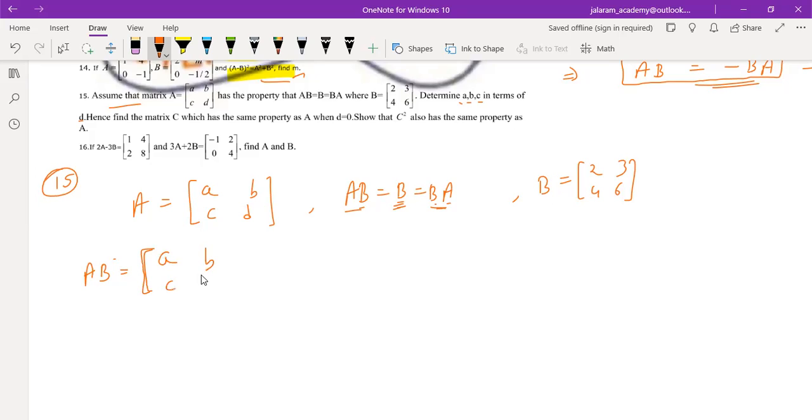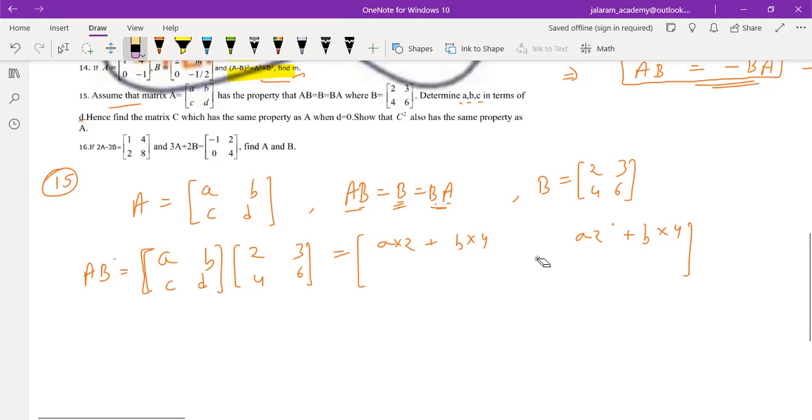So first is A, B, C, D, first matrix. And matrix B is 2, 3, 4, 6. So multiply them. First row of A with the columns of B. This is the method of multiplication. First column of second matrix 2, 4. We have to add them. Second column is 3, 6. First column is 2, 4. And second column is 3, 6.